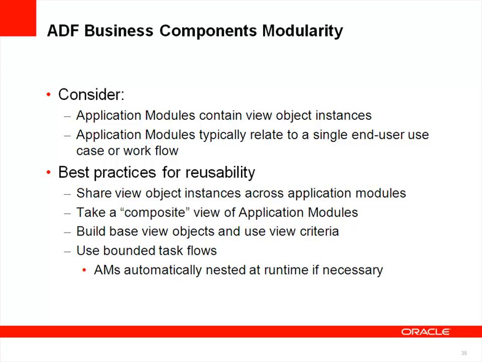Thus, view object instances can be shared across application modules, and application modules themselves should be seen as containing composite business logic from a set of entities. Additionally, view objects can be reused by creating unrestricted base queries and then changing the view object query for different purposes by appending view criteria. Finally, bounded task flows ensure that application modules are nested at runtime if necessary. So the careful planning of task flows as reusable components themselves will help to ensure the reusability of application modules.